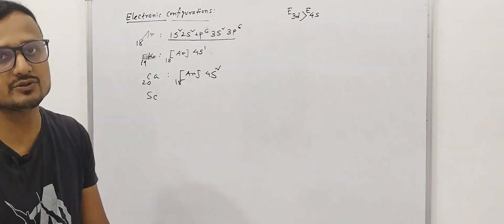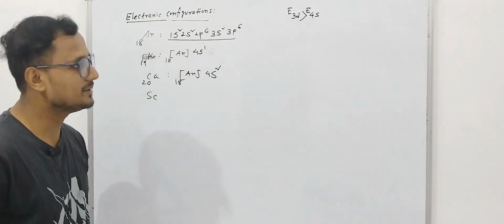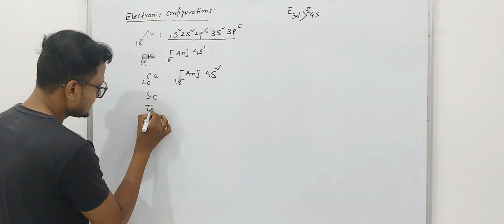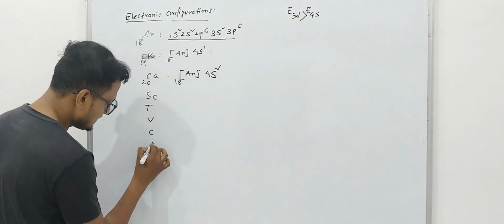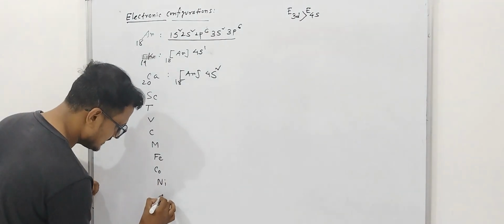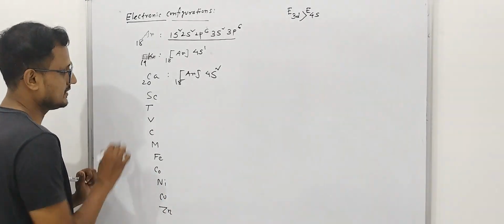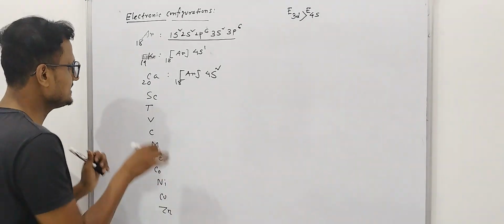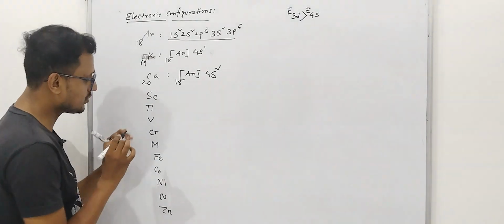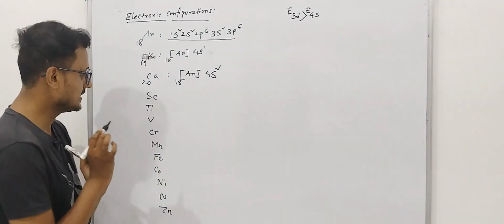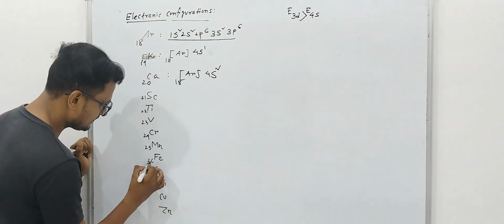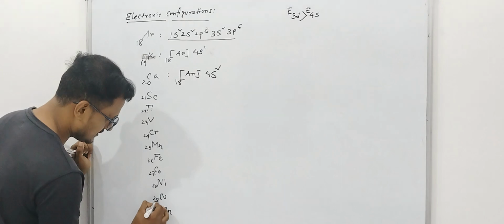Now I will tell you a trick to remember from scandium to zinc. You can apply this trick: Scandium is T V C M Phi Co Ni Ka Zin. Okay, STVCM Ficonicazin. That means scandium is Sc, T for titanium, you can write Ti. Vanadium is V, chromium is Cr, manganese is Mn. Okay, now it is from 21, 22, 23, 24, 25, 26, 27, 28, 29, 30.